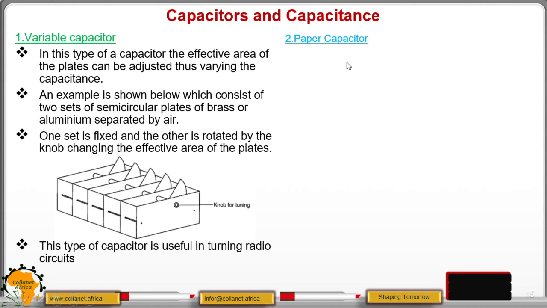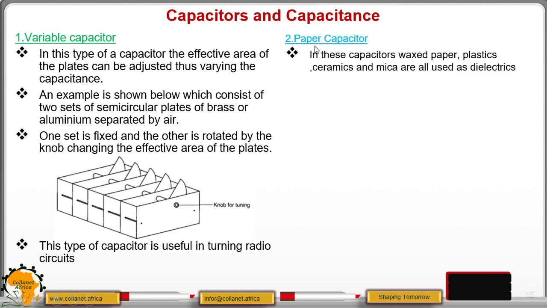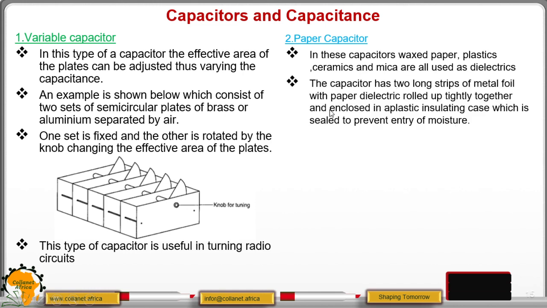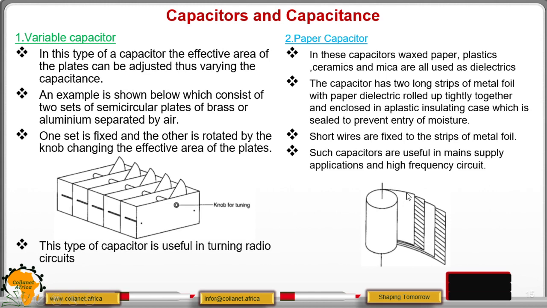Then number two, we have the paper capacitor. Again here, when we are dealing with a paper capacitor, it implies that you can still use other types of dielectric. You can use plastic, you can use ceramics, or you can use mica as the dielectric. So how can you make a paper capacitor? You have two strips of metal foil, and then you attach your dielectric. You can either wax them, you attach the paper dielectric, and then you roll, as shown in this diagram. You have the strips, then at this side you put the paper, and then you roll.